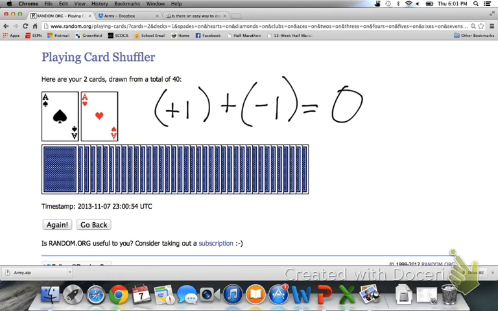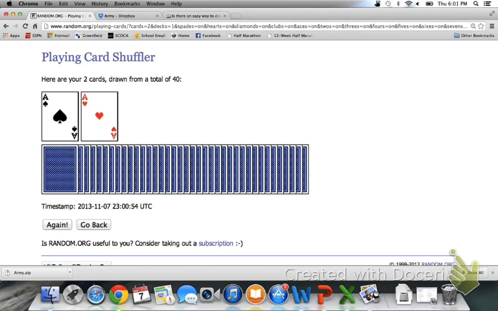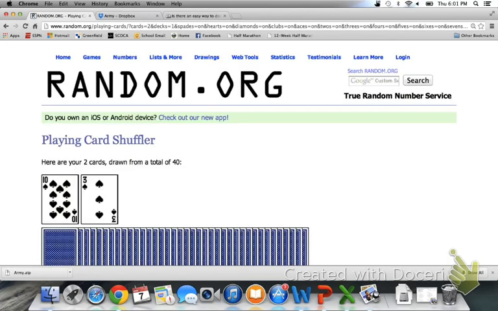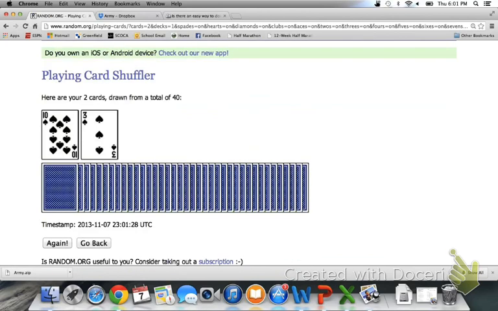We'll do another one here. So I'll go ahead and do one more. Shuffle again. Oh, here we go. We have a positive 10 and a positive 3. So to write that down, I would say I've got positive 10 plus positive 3 equals, well, let's see.